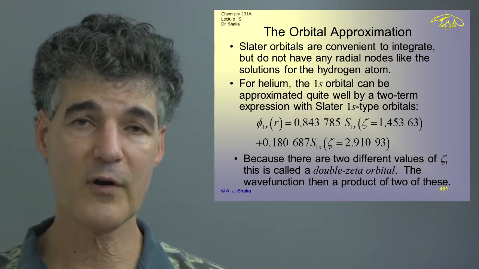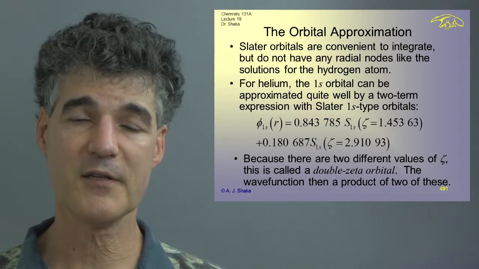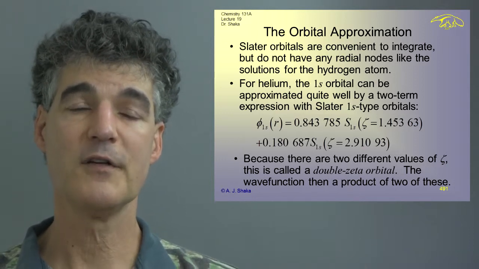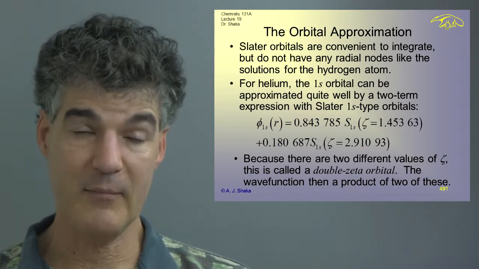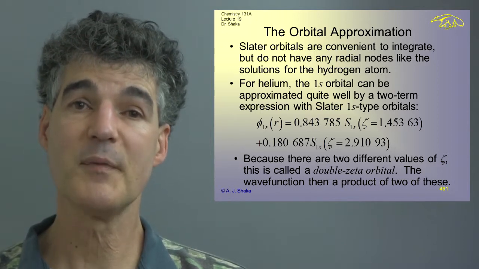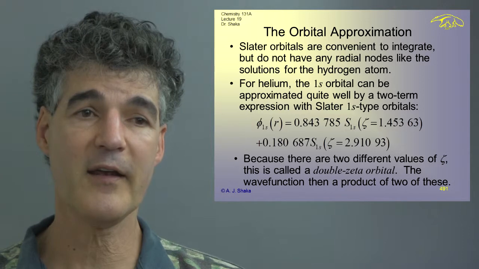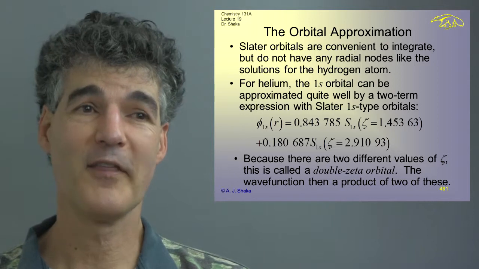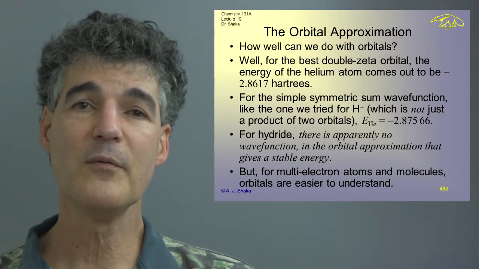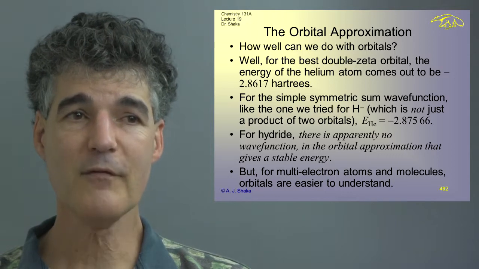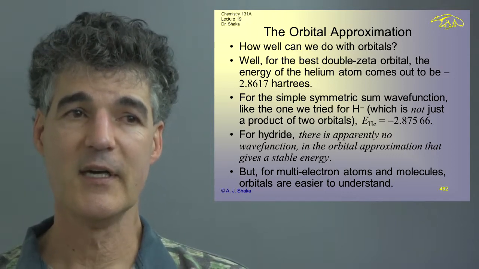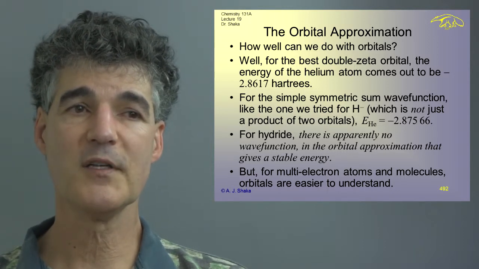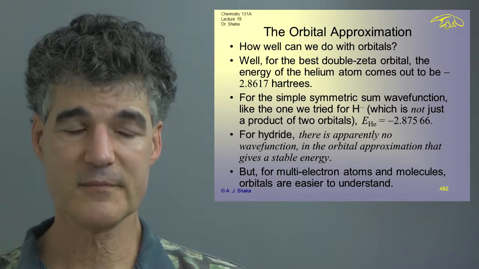If we take something with more terms in it, the amount of work expands very rapidly, and sometimes it just gets completely unmanageable, even for a supercomputer. It may just take exponentially longer, and we can't wait around that long, because our grant is up for renewal before then. So how well can we do with these orbitals? Well, for the best double zeta orbital, the energy of the helium atom comes out to be minus 2.8617 in terms of Hartrees.